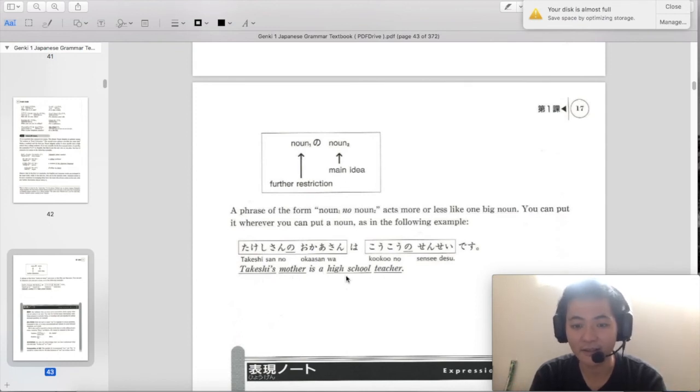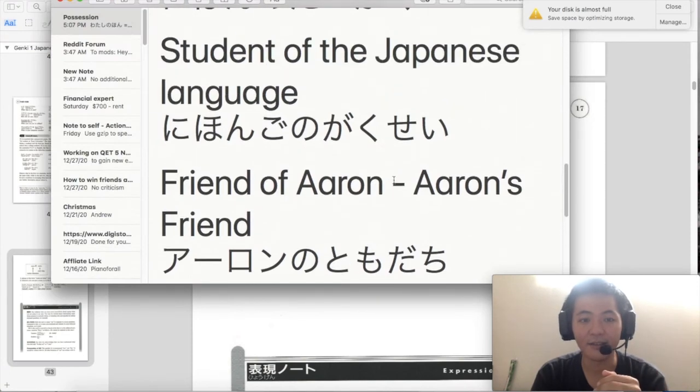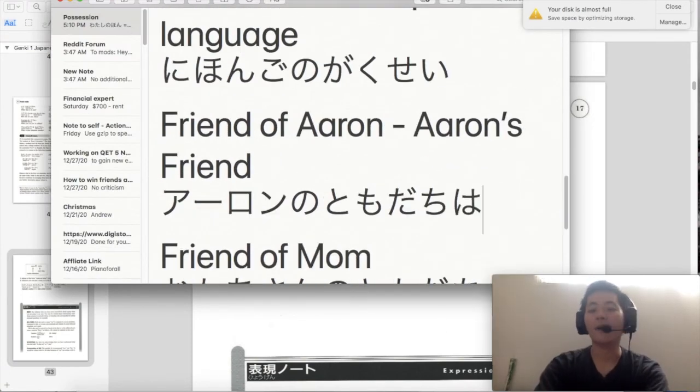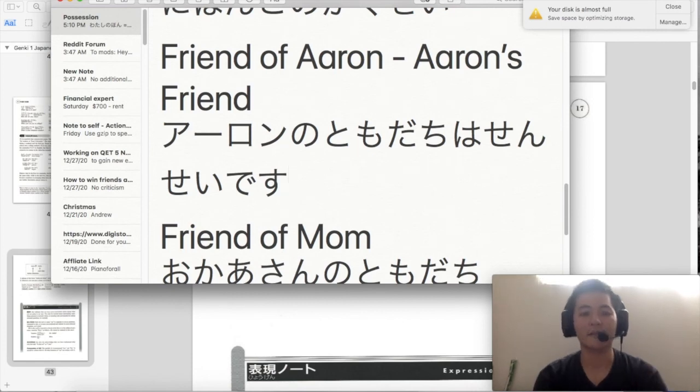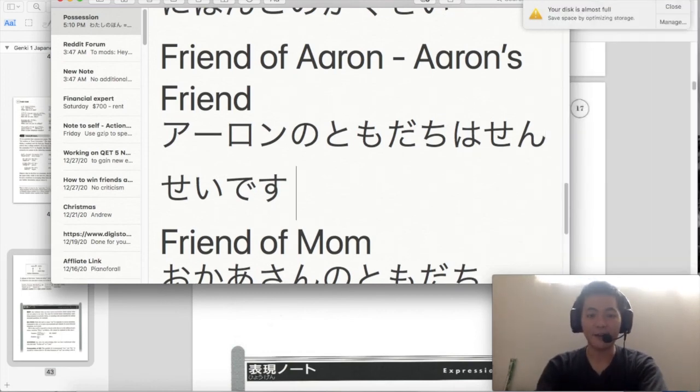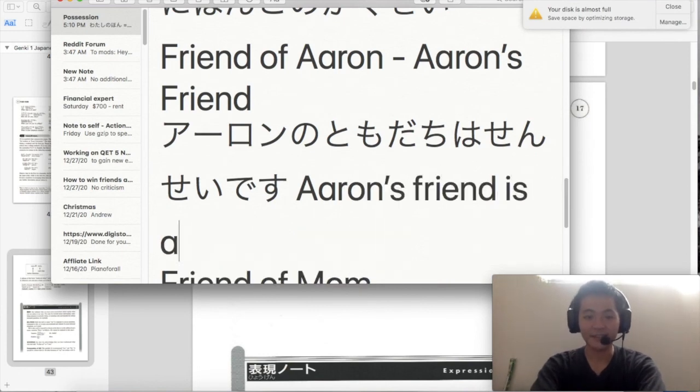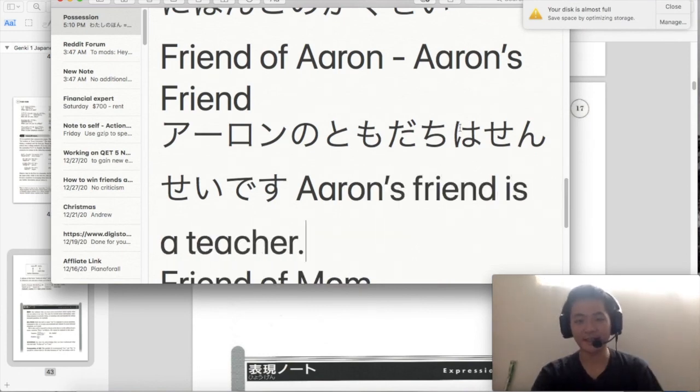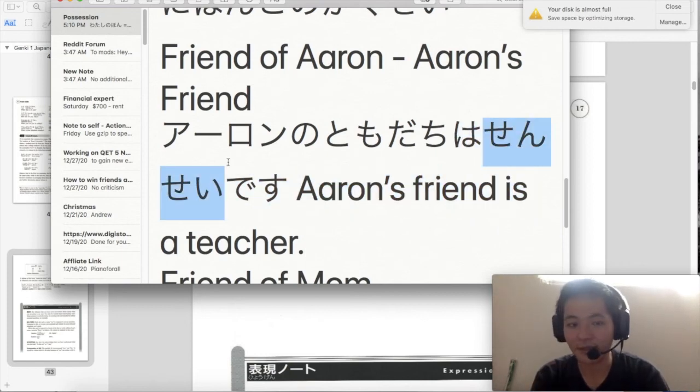That is a fairly long sentence, and you guys just created that, and you can start creating way more sentences, and I'll try and give you a little bit more sentences here. Okay, so let's see. Aaron no tomodachi wa, right? So Aaron no tomodachi wa sensei desu. And what I just said was, my Aaron's friend is a teacher, right? Because I use the particle wa, and I use the word sensei, which means teacher. So Aaron no tomodachi wa sensei desu means Aaron's friend is a teacher.